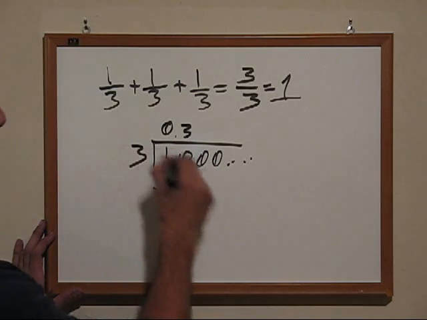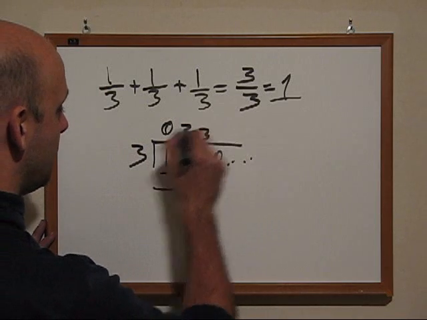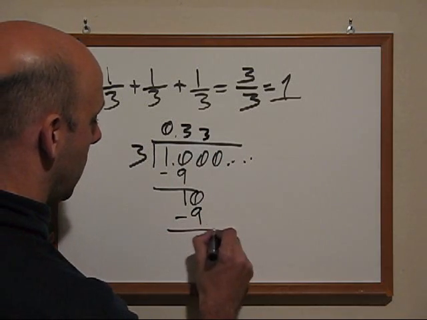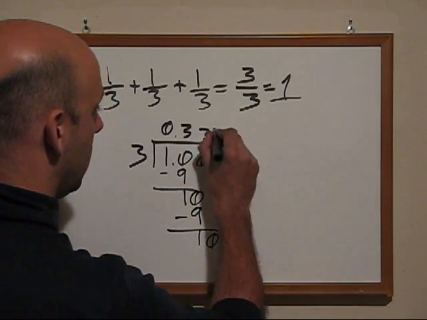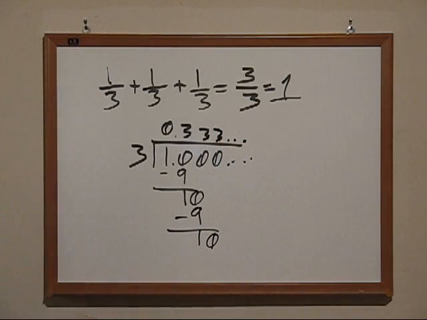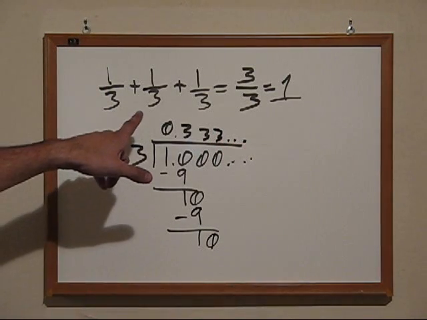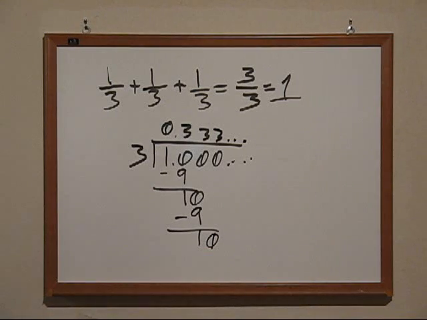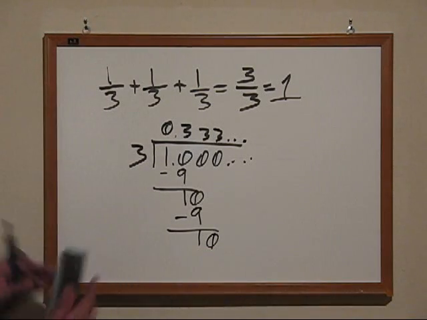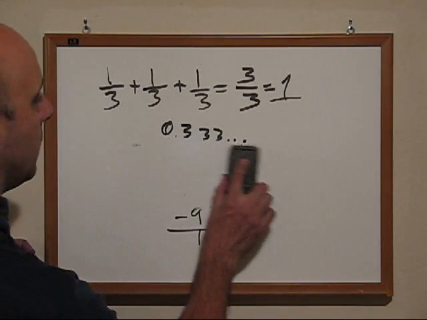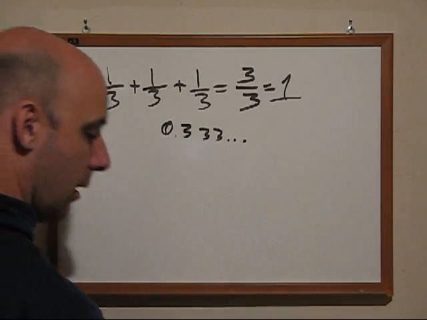We have 10 again. 3 goes into 10 3 times. 3 times 3 equals 9. 1, 10, 3, and this goes on. So what we have is the decimal notation for 1/3 is 0.3 repeating. Okay, so we'll leave that there.